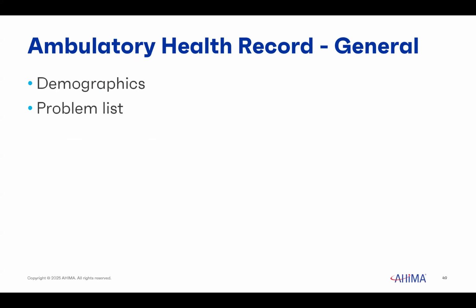Ambulatory health records are the ones that many of us are familiar with. We get the after visit summary from Oregon Health Group or Kaiser or what have you. And a lot of these will list the demographics. They'll list the current problem list. At least we hope it's current, right?